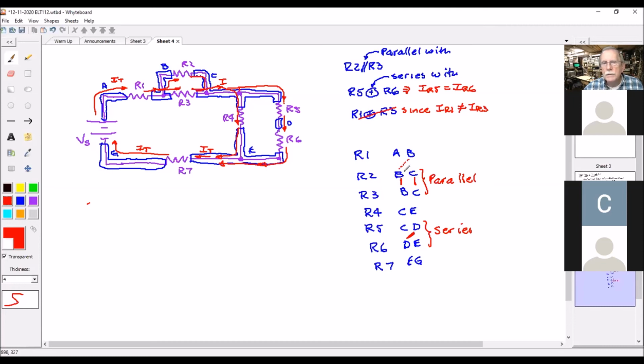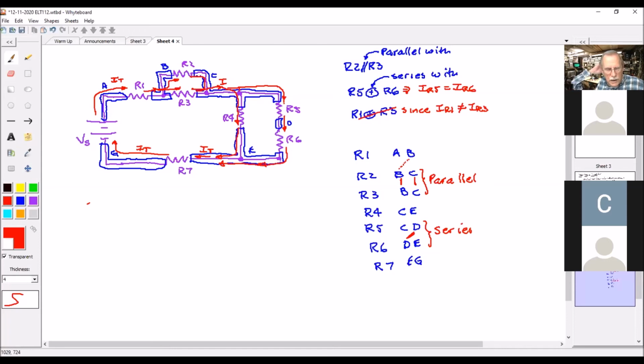All right. So we know that it's not in series because the currents don't match up, but we do know that it is in series. We're going to know later that this resistor is in series with this parallel combination. The same way that we're going to know later on that this resistor R4 is in parallel with the combination of 5 and 6. Okay, which we'll talk about when we get a little bit further.